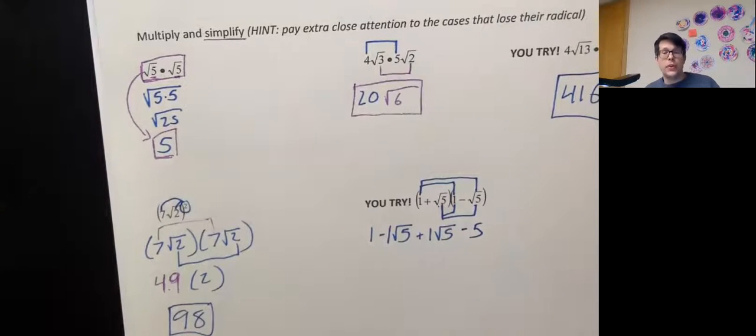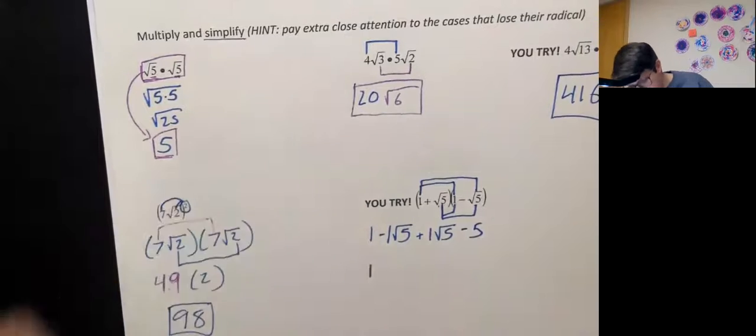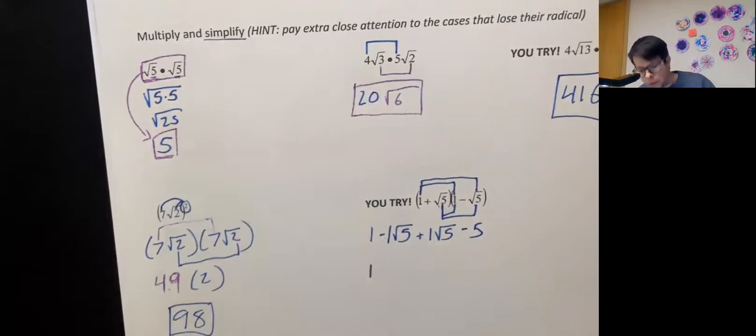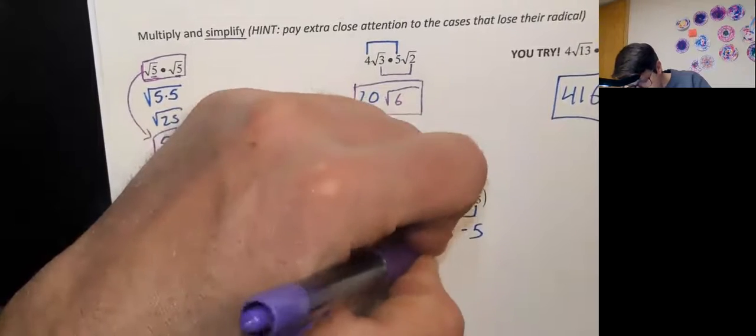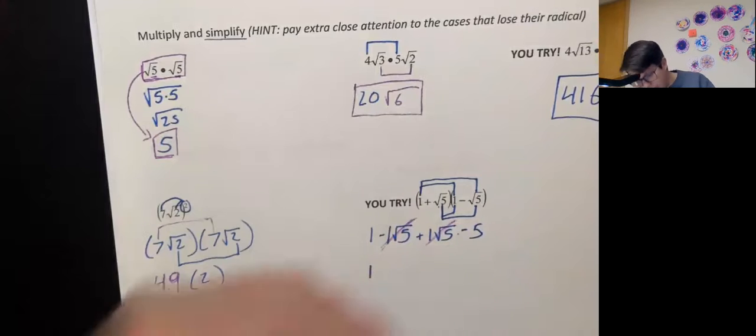Okay, let's take a look at what we've got. I've got this 1, and he's the only 1. And so I'm going to keep him. Now take a look right here. I have a negative 1 root 5, and I also have a positive 1 root 5. Those guys are actually the same with opposite signs, so we can cross those both out. And then lastly, I've got my negative 5 right here at the back.